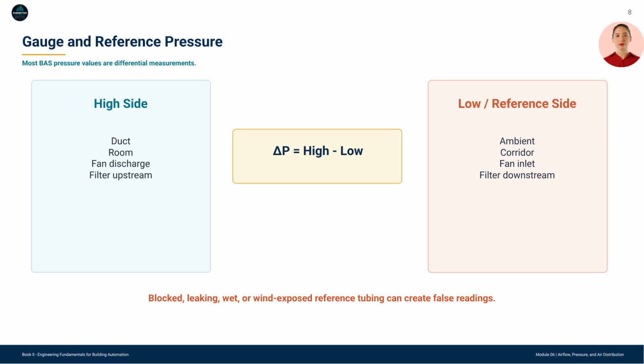If the reference tube is blocked, leaking, wet, kinked, disconnected, or exposed to wind, the transmitter may report a false value. The transmitter can be calibrated and still produce a bad BAS value because the reference condition is wrong. Before changing pressure control logic, always verify the high side, the low side, tubing condition, and reference location.